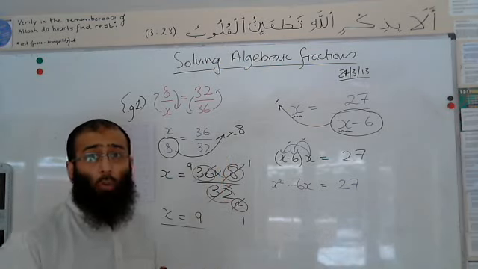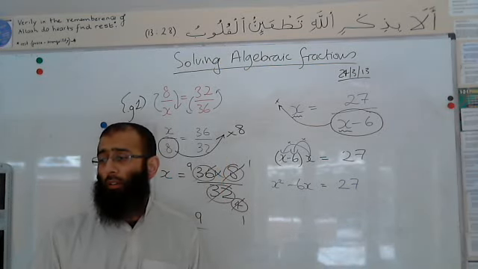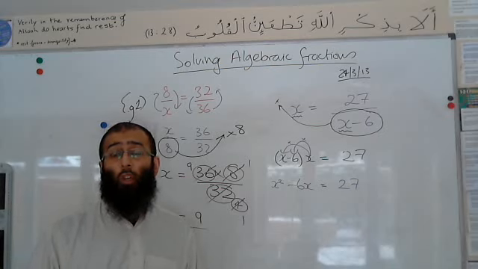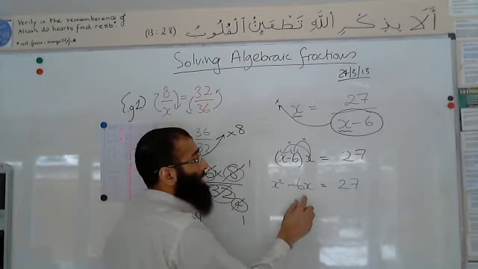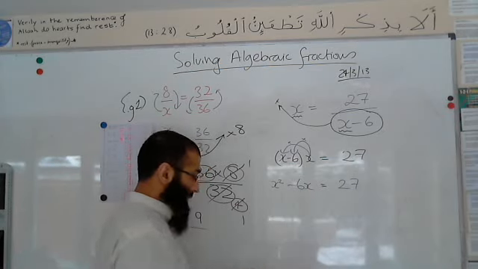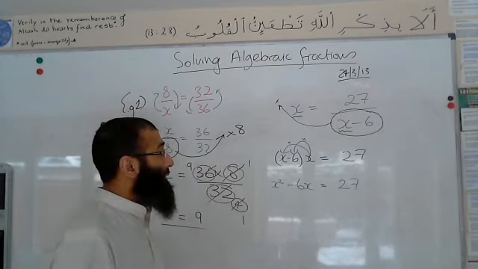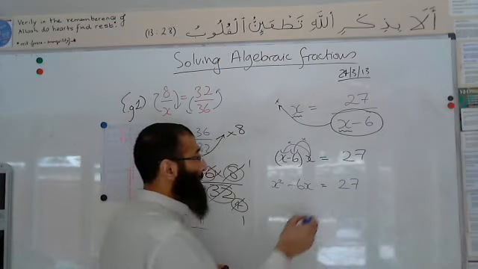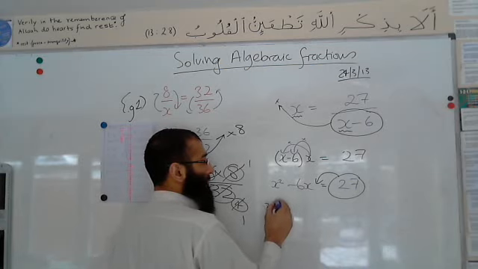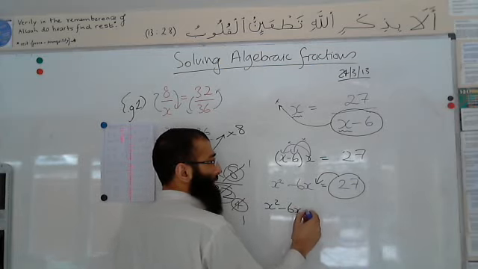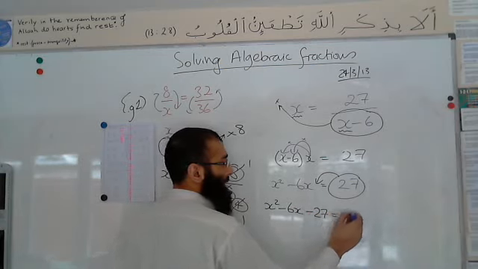So now if you look at this equation, what does this equation look like? This equation is beginning to look like a what? Like a quadratic equation. You've got the x squared term, you've got the linear term here, the minus 6x, and we've got the 27. The only thing that's needed now is to get the 27 on the same side. So now we have x squared minus 6x minus 27 is equal to 0.